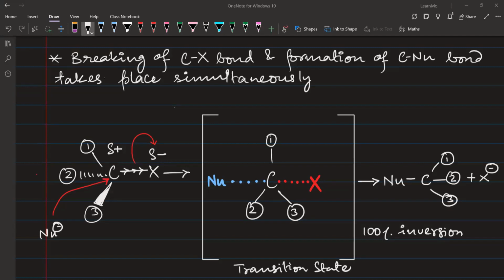Intermediates are separable and they can be stabilized. Like if I add, for example, we had carbocation. Carbocation is positively charged. If I add an electron donating group, so that positive charge will be stabilized. But transition state, they cannot be stabilized. The transition state क्या होता है? बस it is the highest energy state in the system.